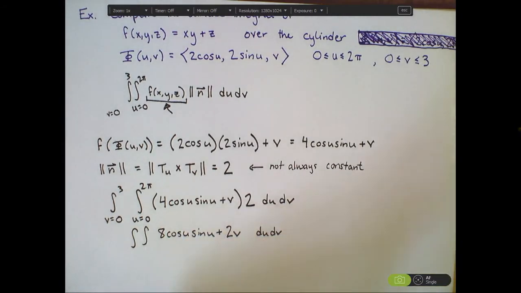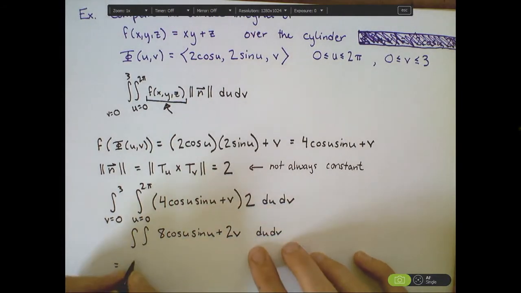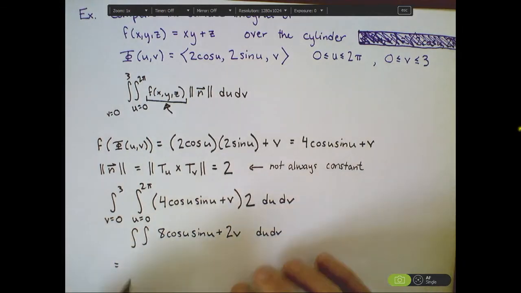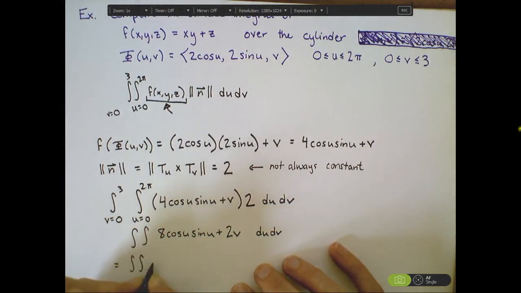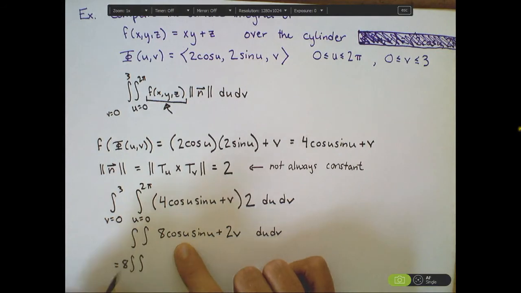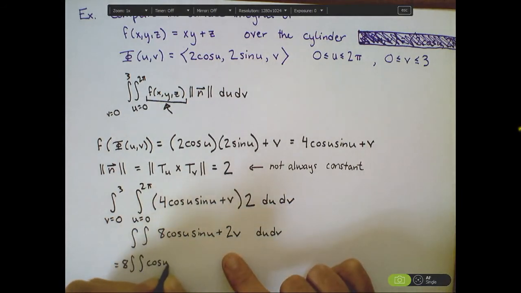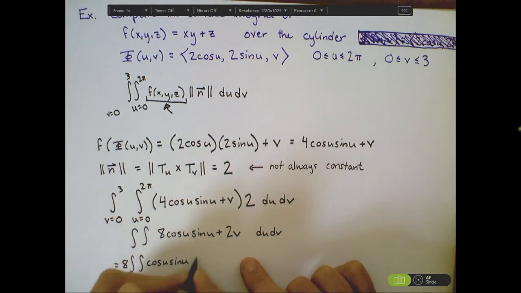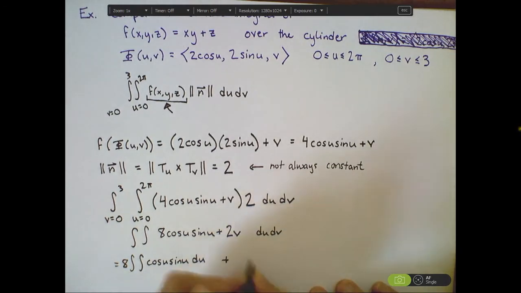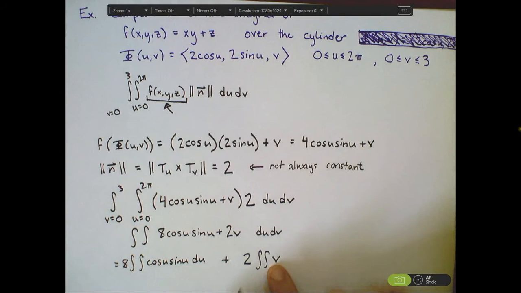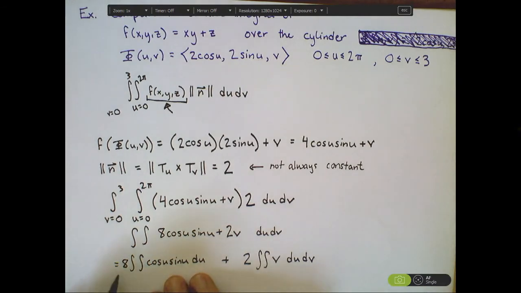This actually is a little messy. It's not as straightforward as I thought. I'm going to break this up into 2 separate integrals, and we're going to treat each of them separately. The first integral, I'm pulling out the constant: 8 cosine u sine u du, plus the other integral is just going to be 2 times the double integral of v du dv. Let's just focus on this first integral because this one actually requires a substitution.